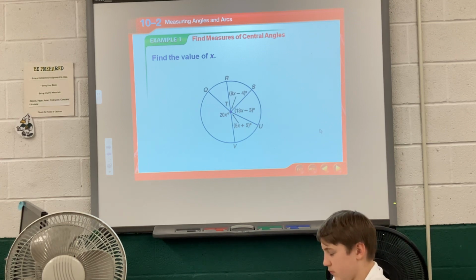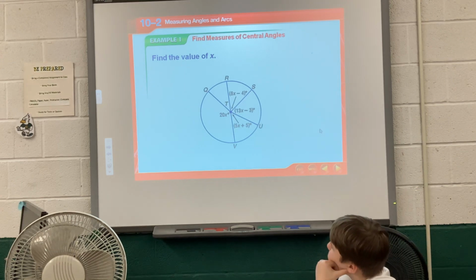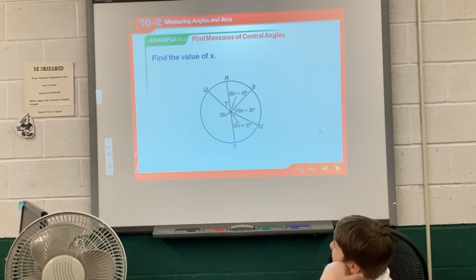So here we go. Find the value of x. How the heck do I do it? Let everybody have a chance to think. If you can't see, you've got to just move up closer. That's as big as I can make it. Okay, this is a great question right here. Right? Did everybody hear what I said? Is RV a diameter? So does it look like it?